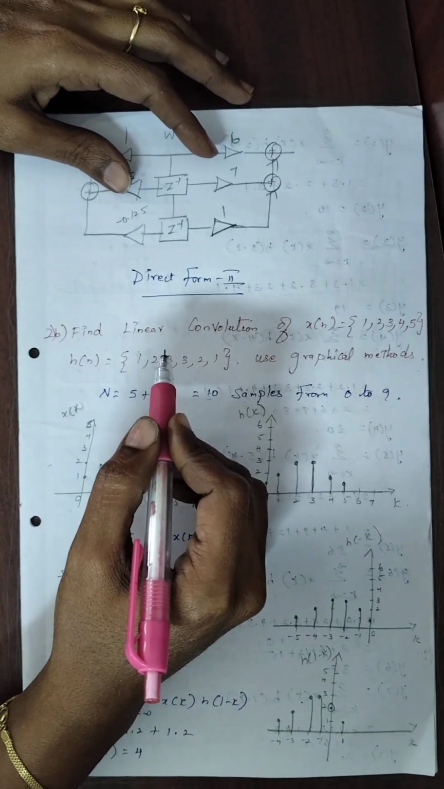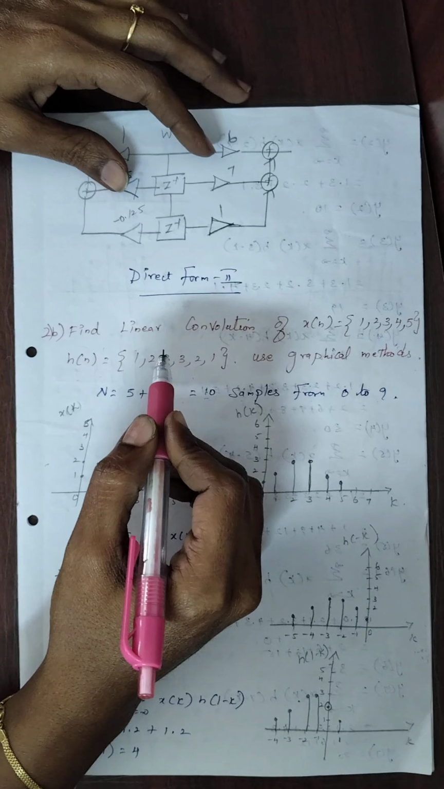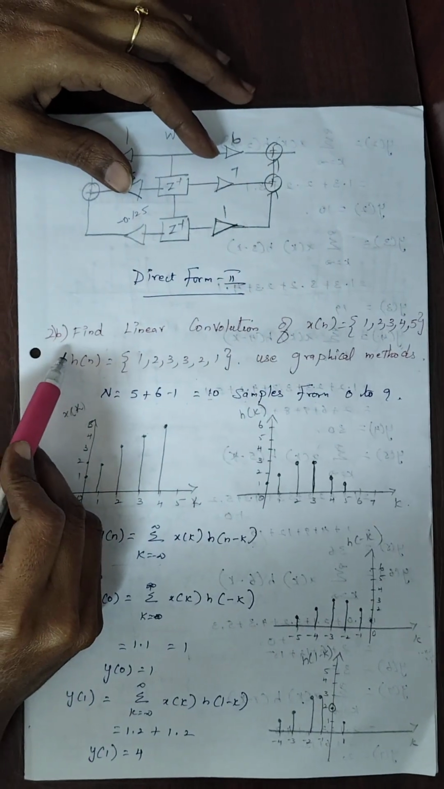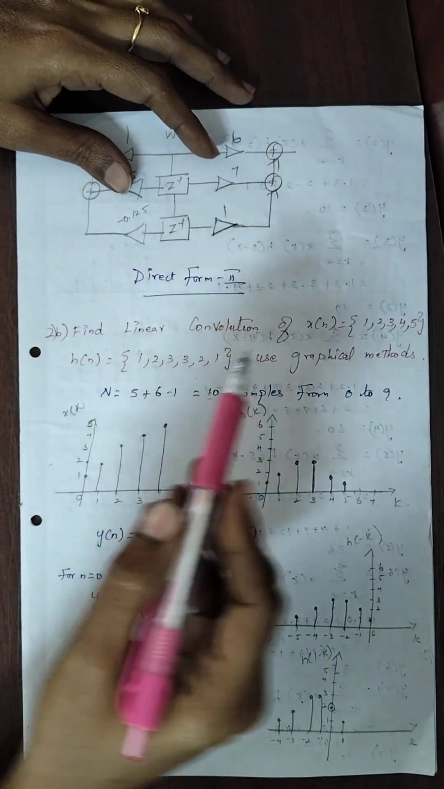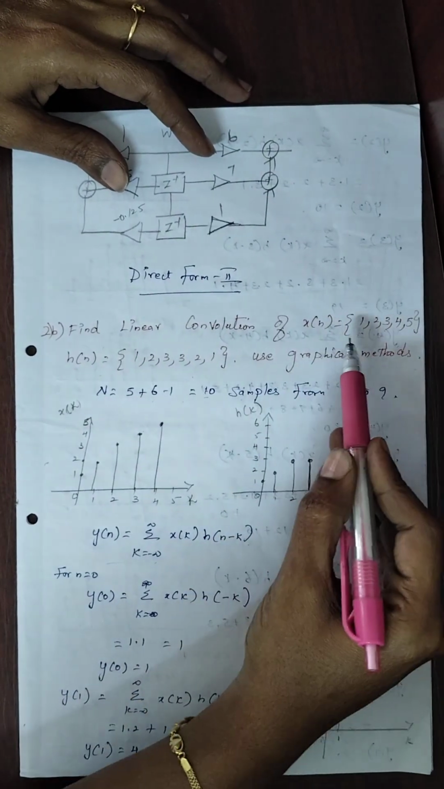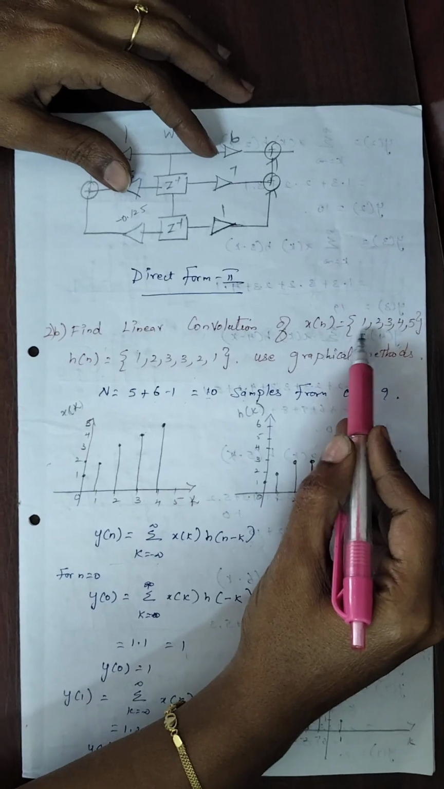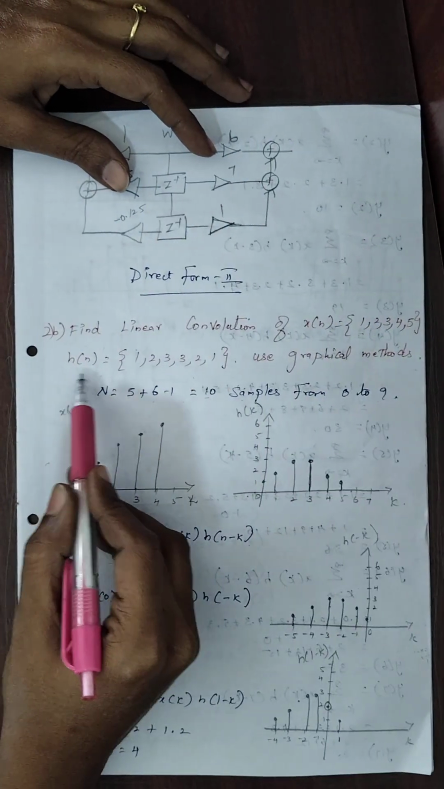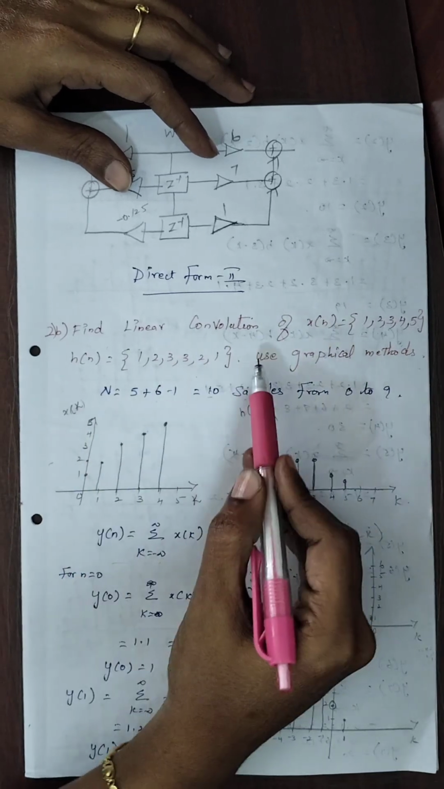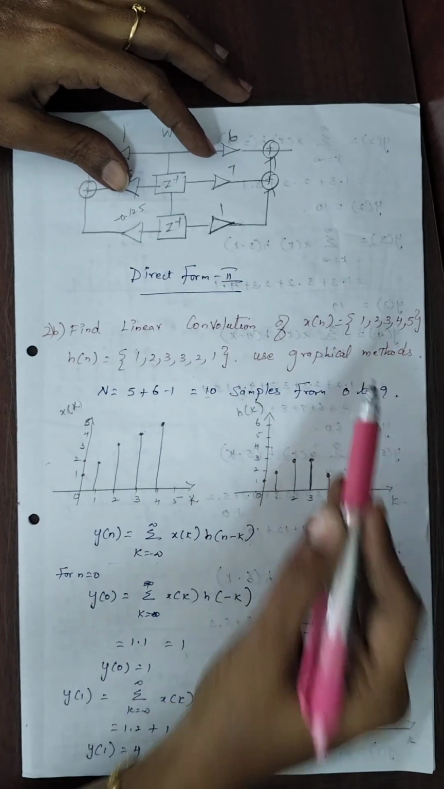Today we are going to see one problem in signals and systems. This problem comes under unit 5. Find the linear convolution of x of n equal to 1, 2, 3, 4, 5 and h of n, using the graphical method.